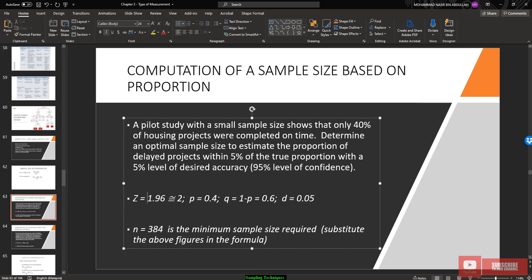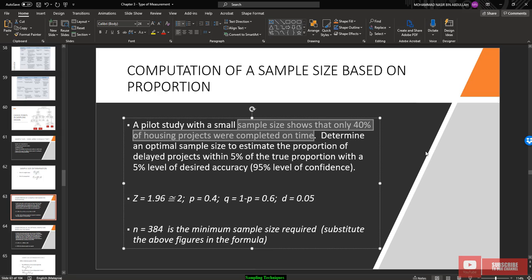So the Z value is based on 2 standard deviations, 1.96. So the proportion is 0.4, which is based on the literature, right? Based on the literature, 40% of housing projects are completed on time. So this is our proportion, completed on time, and the complement of the proportion, which is Q, 1 minus P, is delayed. Delayed means 0.6, 60% of the time.